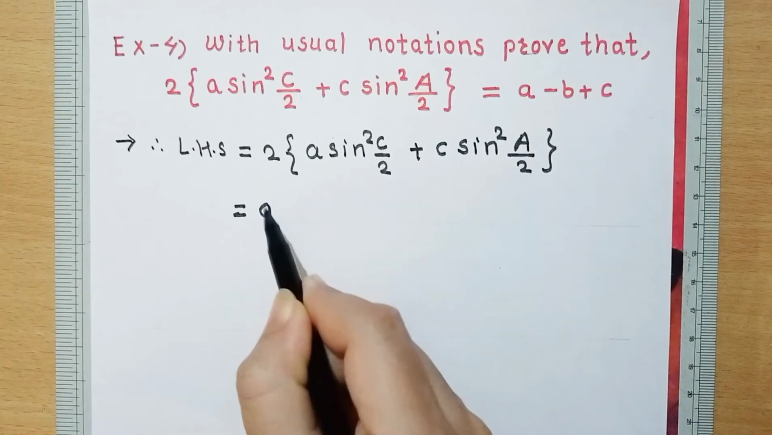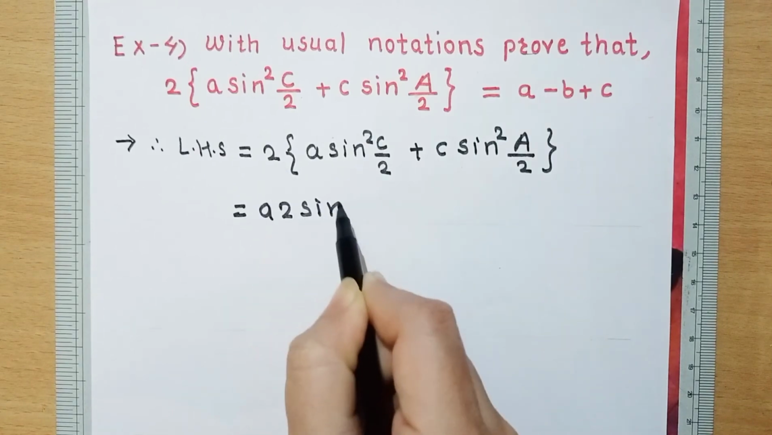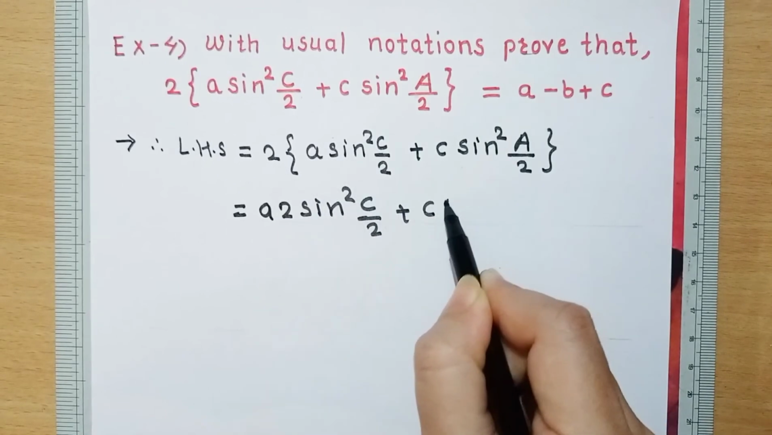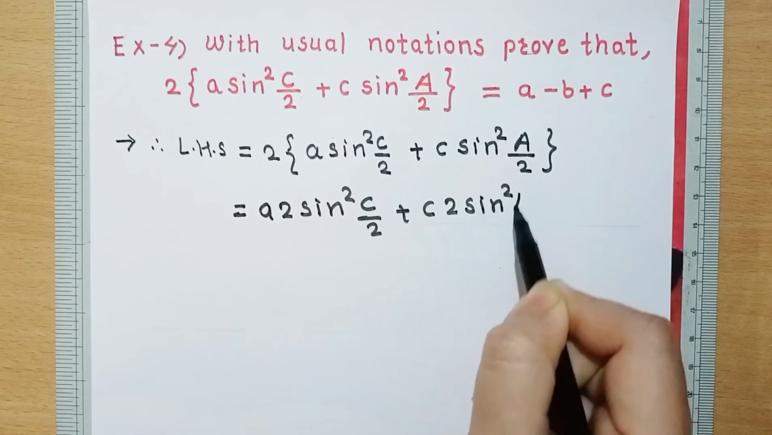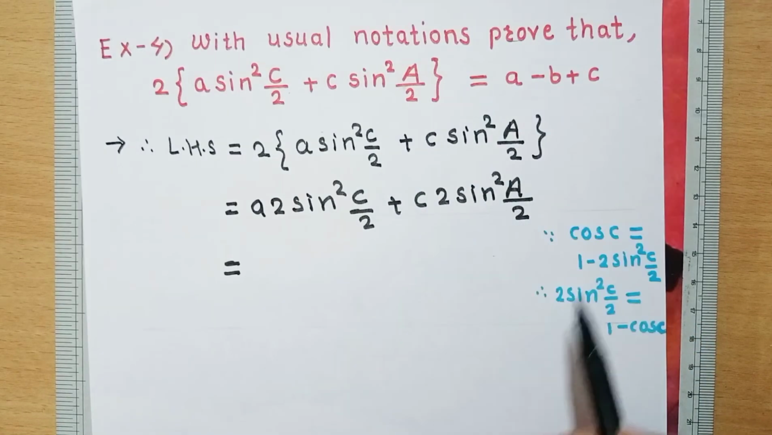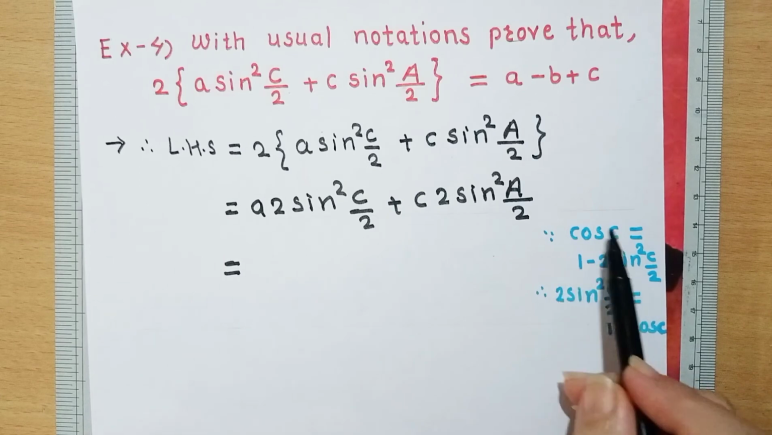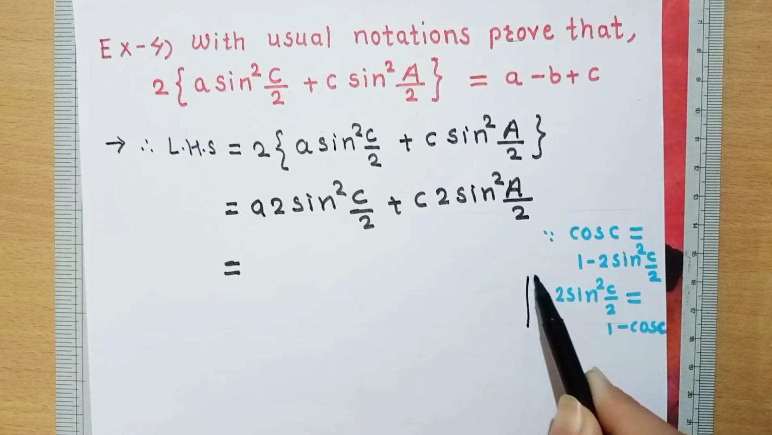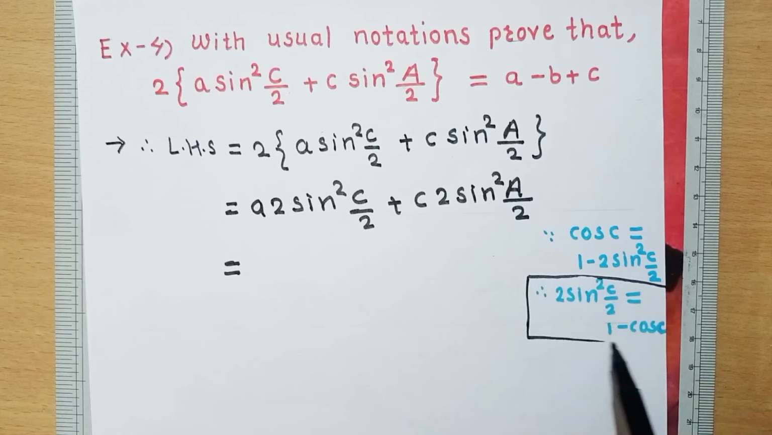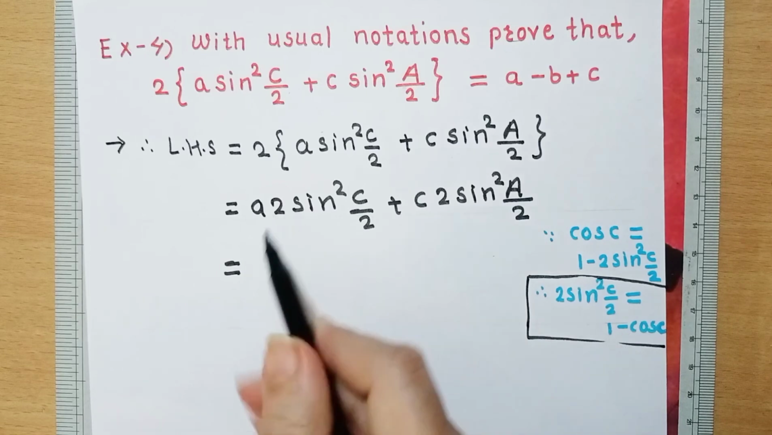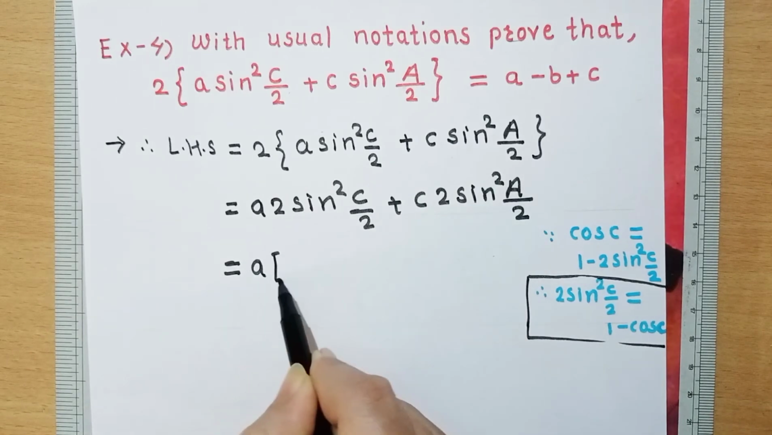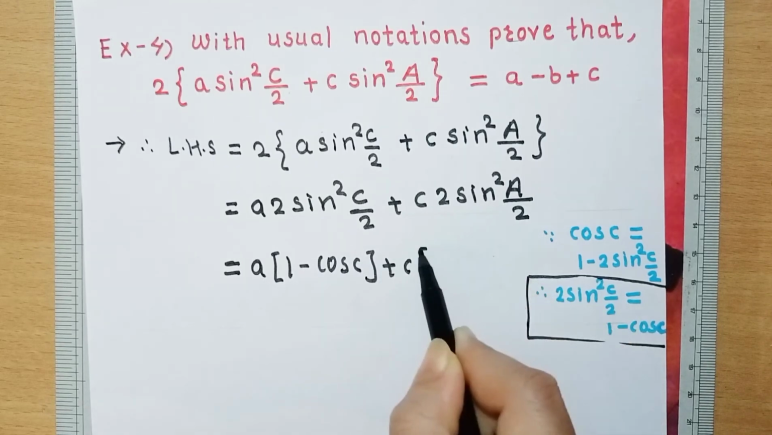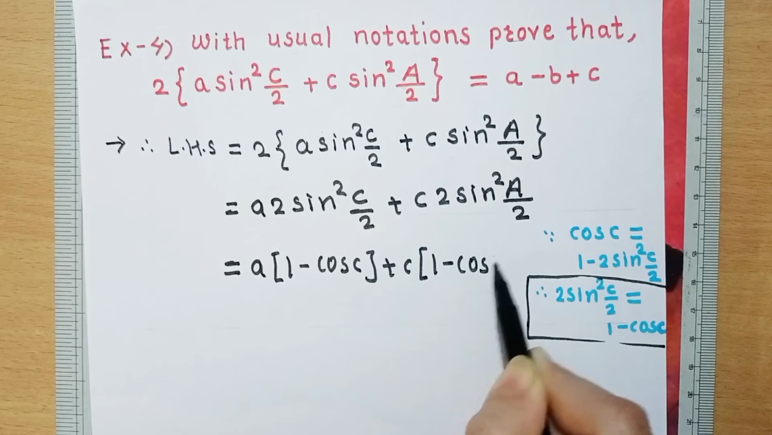So we will write A, then 2 sine square C by 2, plus, then write down C, 2 sine square A by 2. And by the cos 2 theta formula, cos of C equal to 1 minus 2 sine square C by 2, and therefore 2 sine square C by 2 equal to 1 minus cos C. We will substitute here. So A, this is 1 minus cos of C, and same, this is C, and here 1 minus cos of A.